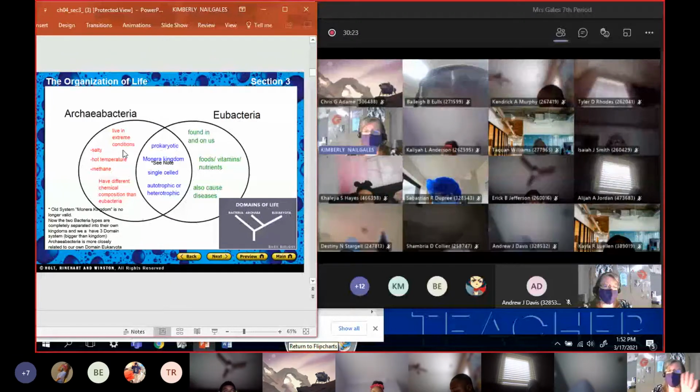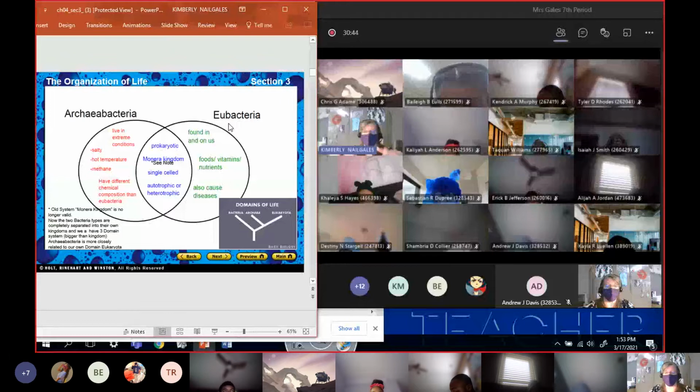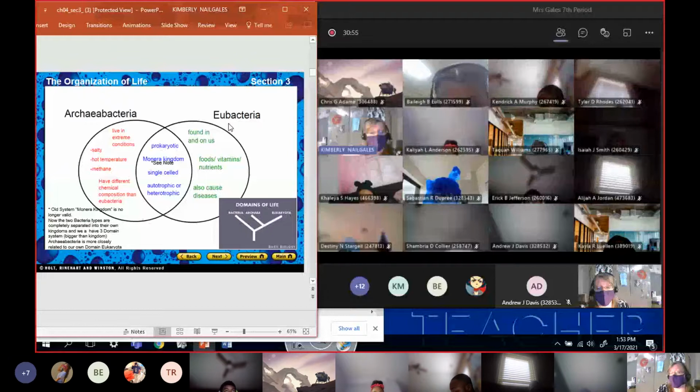Now, the eubacteria: the EU part means true. These are the true bacteria. These are the ones that are found everywhere. These are the ones crawling all over your computer right now, all over your skin, in your intestines, on your papers, on your pencils. They're everywhere and they're creepy. The ones in our intestines help us get food and vitamins. They get the nutrients we need. They actually work to help us, but they also can cause diseases. So you got good ones and you got bad ones.